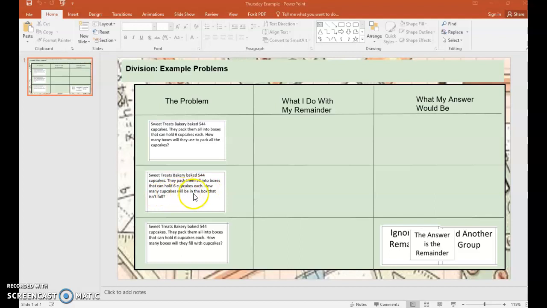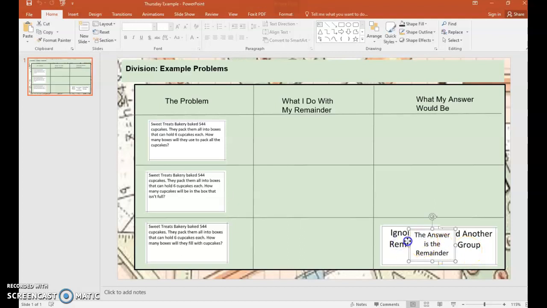How many cupcakes will be in the box that isn't full? And the last one, how many boxes will they fill with cupcakes? So all the questions are different. So our job is to look at our choices over here and figure out what they're really asking for.